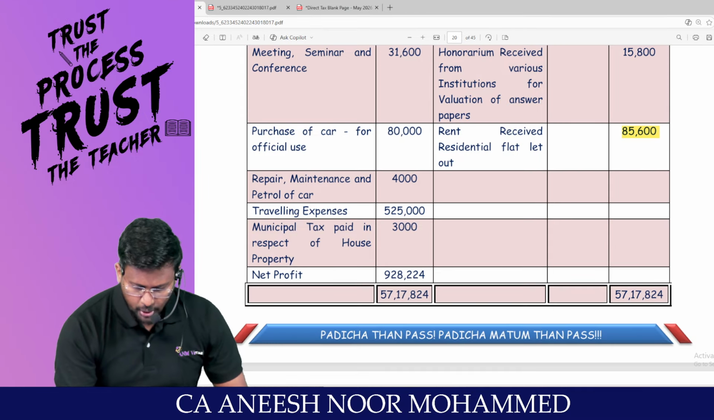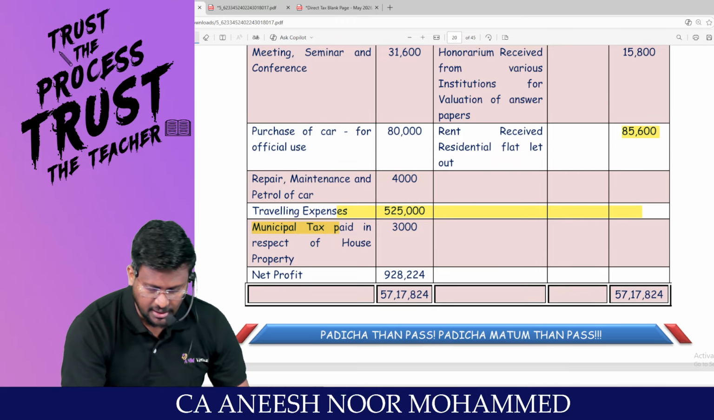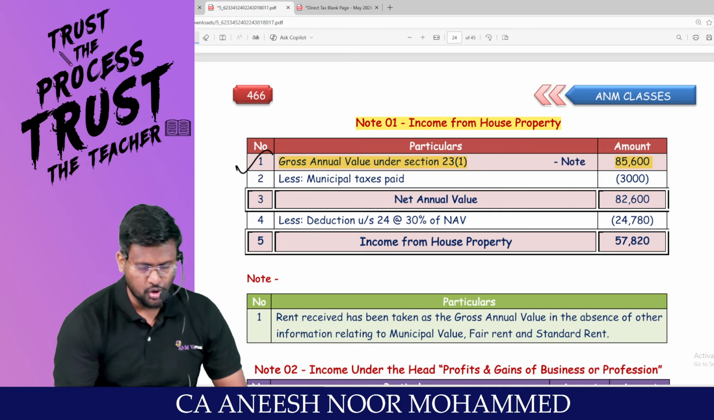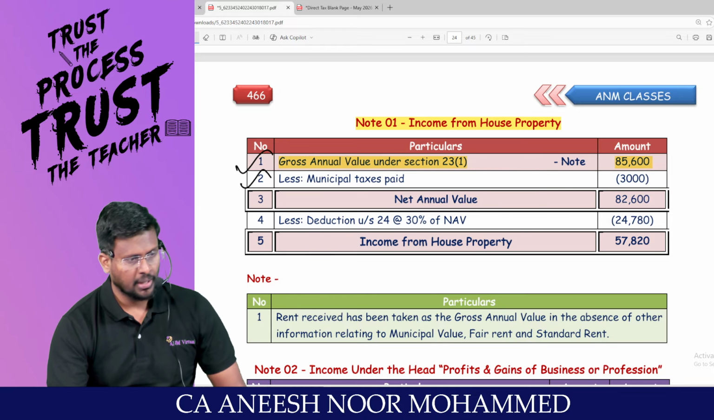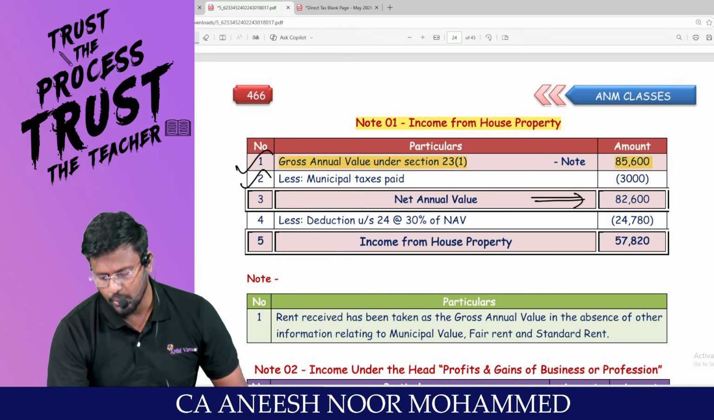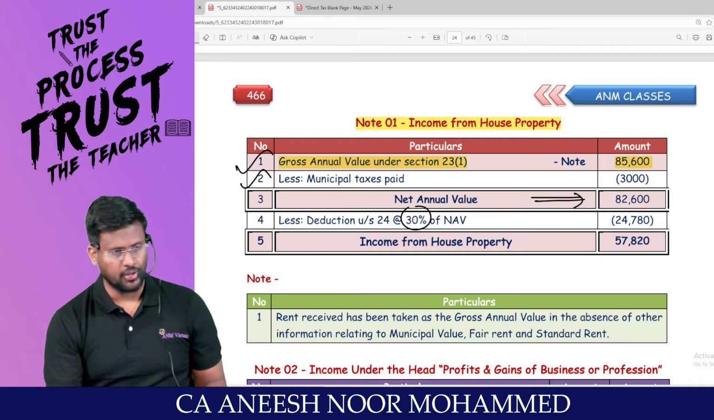Look at here. Municipal tax in respect of house property. Municipal tax paid, they said. Am I right? So this 3,000 should be added back in PGBP and should be reduced from IFHP. You will be getting net annual value of 82,600. On that you can claim 30%.